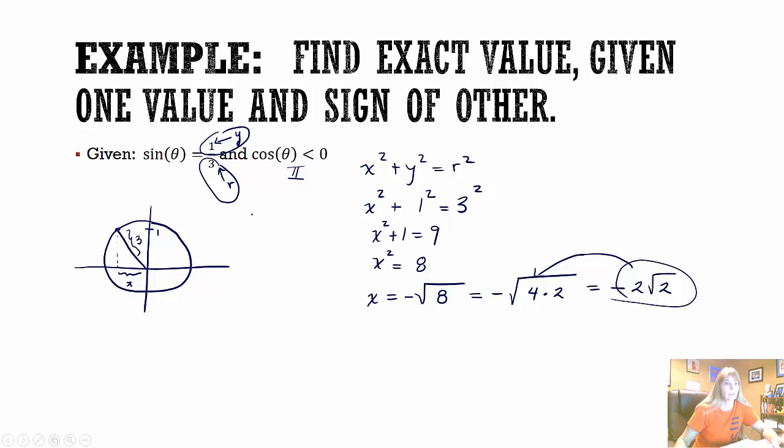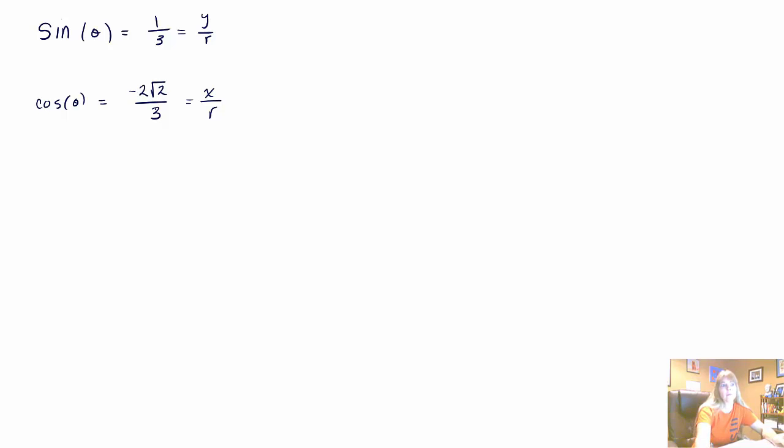So let's bring up another slide here, and we'll rewrite some of this stuff so I have it. My sine was 1 over 3, which is my y over r. We just found x, and I'm going to plug this into my cosine. We just found that it was negative 2 square roots of 2, over r. So that would be my cosine.